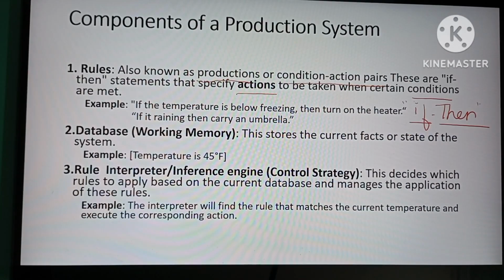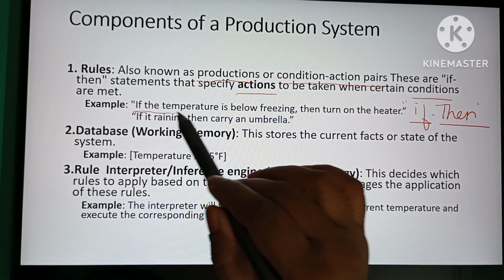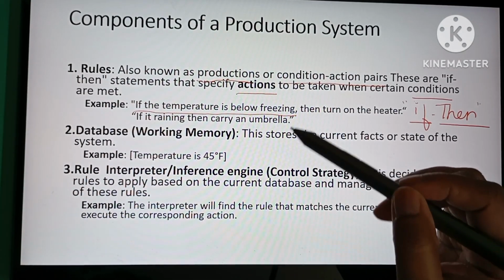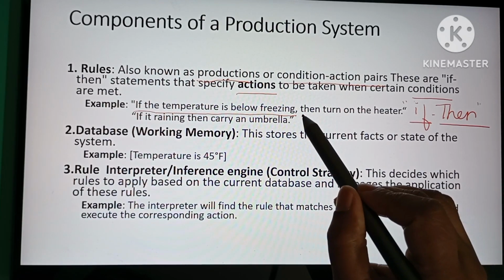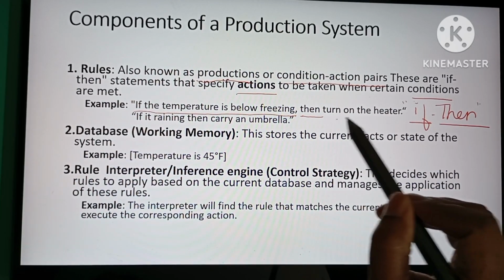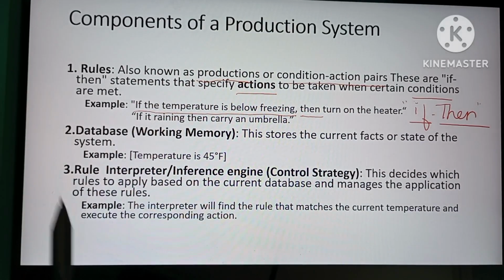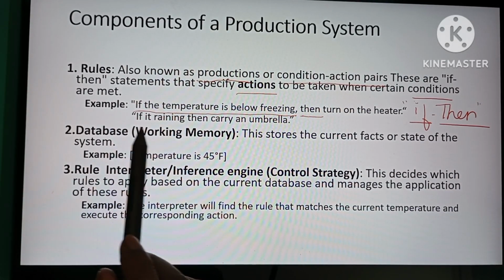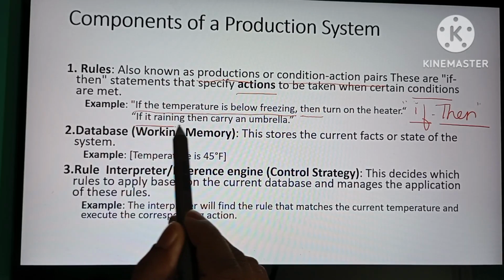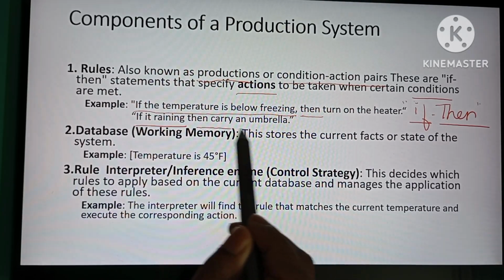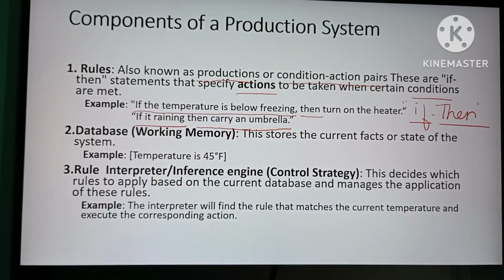For example, let us take an example. If the temperature is below freezing, then turn on the heater. This part is known as the condition part, and this is the action part. The second example is: if it is raining, up to here it is the condition part, then carry an umbrella. This is the action part.